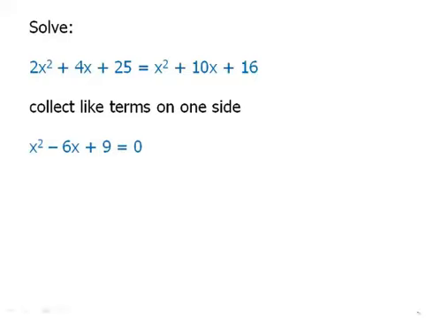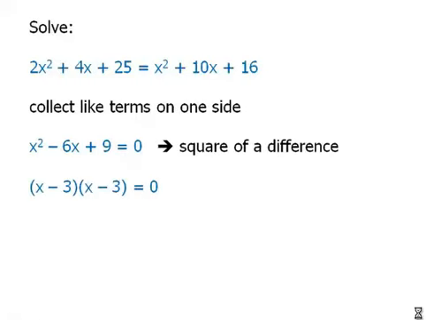And this will get us down to x squared minus 6x plus 9 equals 0. And notice that's a special pattern. That is the square of a difference. So we can write that immediately as x minus 3 times x minus 3. It means that our only possibility for getting 0 is if x minus 3 equals 0, or in other words, if x equals 3. So this is an example of a quadratic that has one solution instead of two.